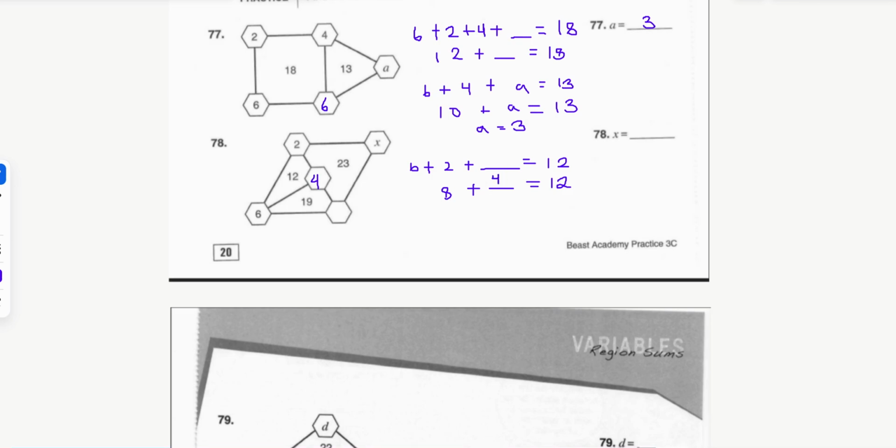Next, we have to use the region with the sum of 19 to write another equation. 6 plus 4 plus blank equals 19. So we simplify the expression on the left by adding 6 plus 4. 6 plus 4 equals 10, and 10 plus blank equals 19. 19 minus 10 equals 9.